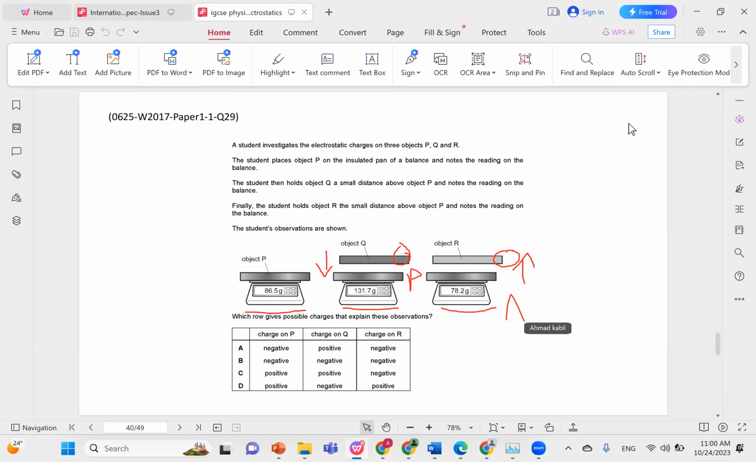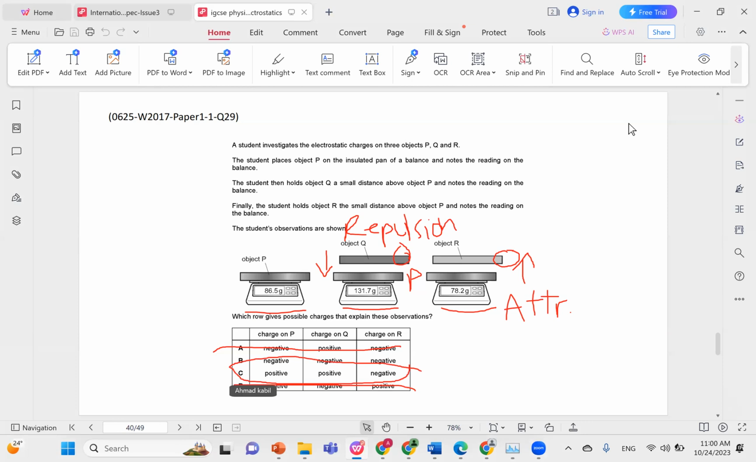So this is attraction, and this here is repulsion. So P and Q must have the same charge, and R must have the opposite charge. So we're looking for entries where P and Q are similar. So A and D are automatically neglected. For B and C, we need P and Q to be similar because they repel, but we need P and R to be opposites because they attract. So the correct choice must be choice C.